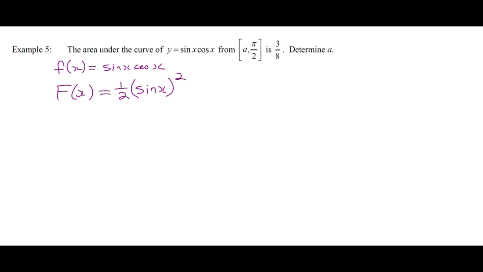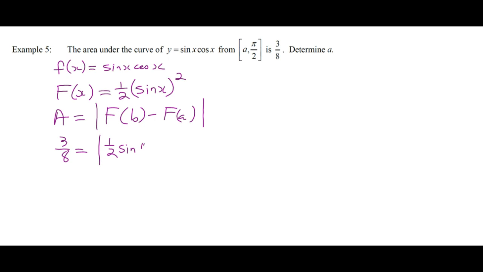Okay, but we have an area to work out, right? So we know the area is the absolute value of f of b minus f of a. So the area is 3/8. And f of b is 1/2 sine of pi over 2 squared minus 1/2 of the sine of a squared.